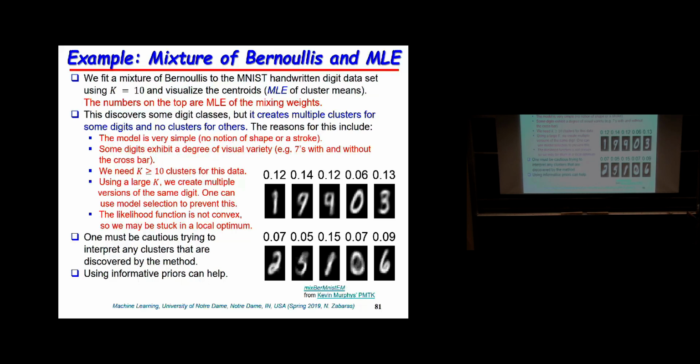We have the MNIST data set. We try to fix the number of components to 10, so we basically have 10 centroids here. The means of these components are the only parameters that we need to compute, and of course, these mixing coefficients. If you do an EM implementation of this problem, you get results that look like this. On the top, what you see are the mixing coefficients, and on the bottom are the centers of the clusters of each of the mixture components.